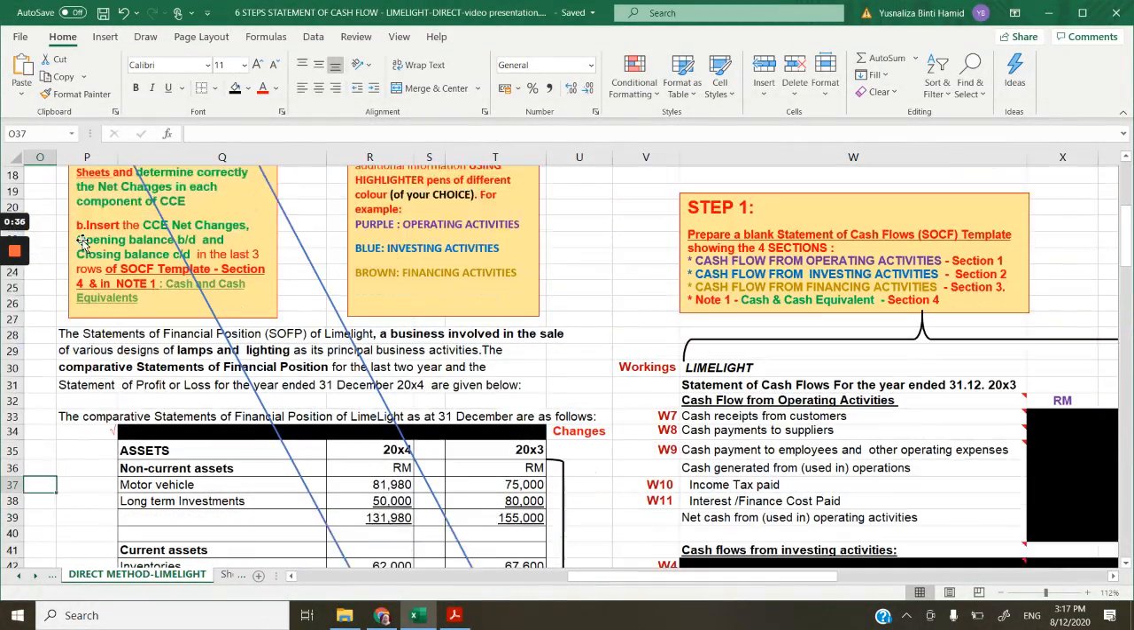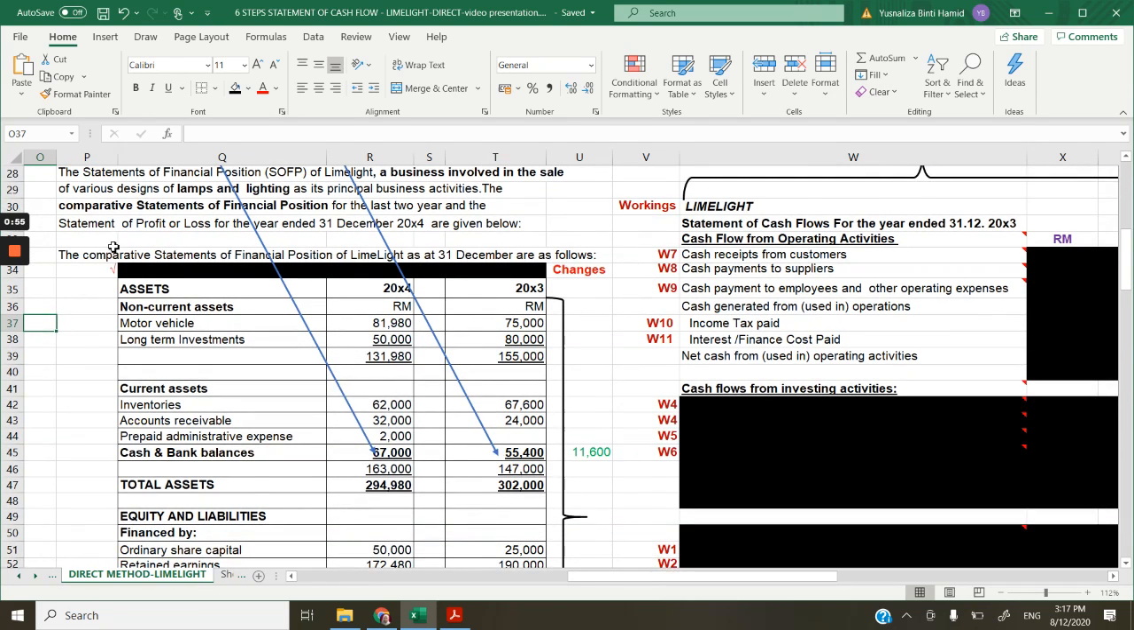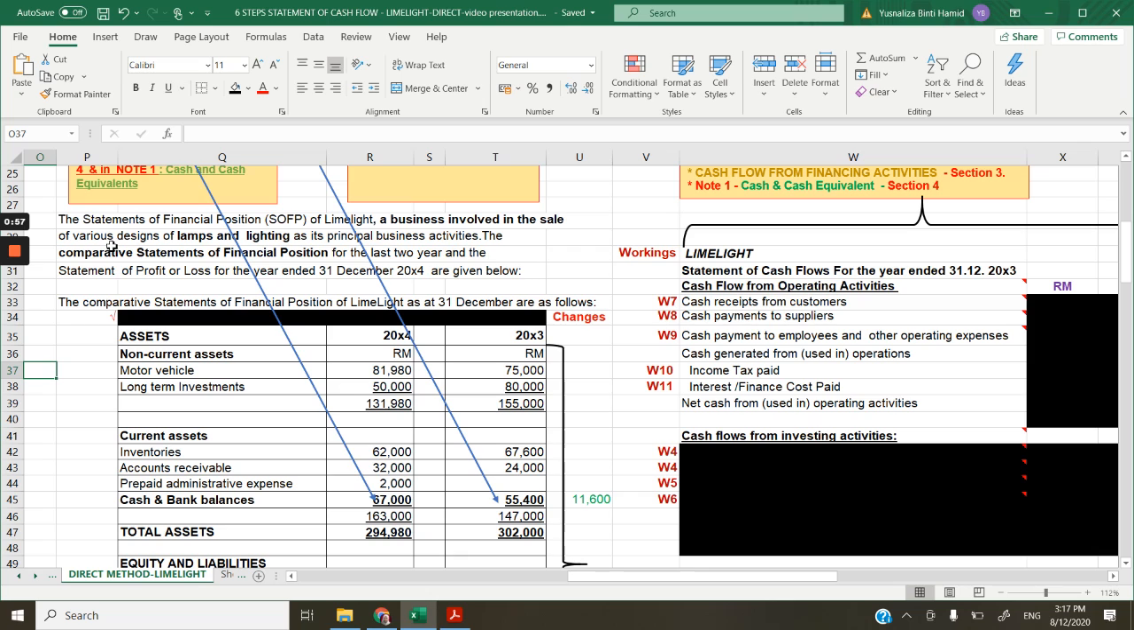So I have already prepared a question for you, where this question has a statement of financial position of a company called Limelight, a business that is involved in selling of lamps and lighting. That is the principal activities. And normally for a direct method question, you are given the comparative statement of financial position. So there will be 2 years financial position that will be given to you, right?